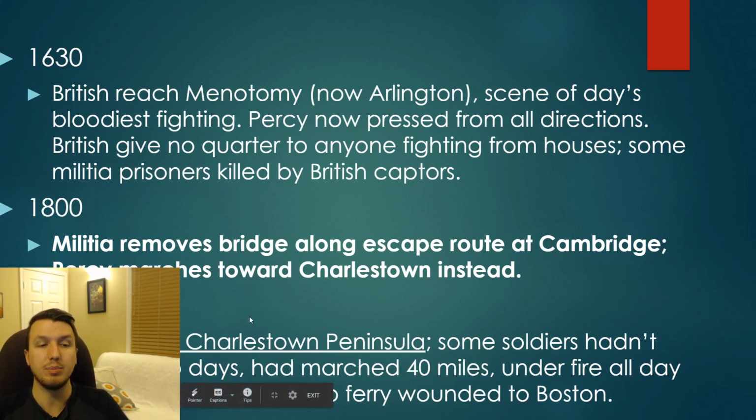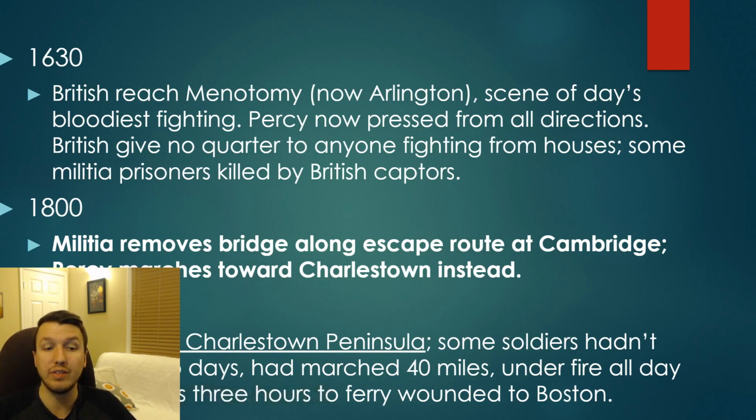By 1900, the British reached Charlestown Peninsula. They've been marching for hours and hours and hours for a very long distance, and I mean this is probably some of the worst days of their lives. They've been walking for at least 17 hours. And after all that, it takes them 3 hours to get back into Boston.